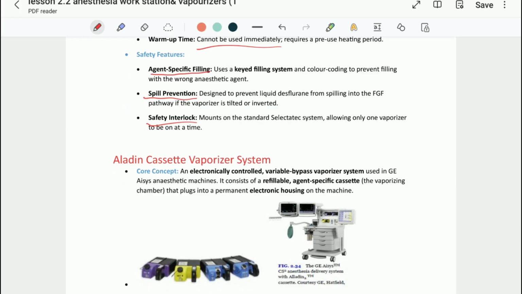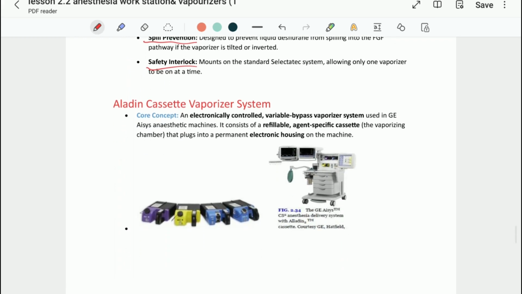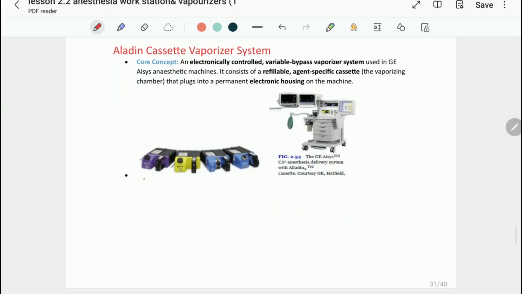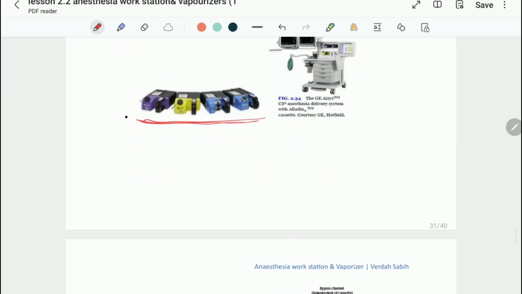Then there is another innovative vaporizer system called the Aladdin cassette vaporizer system. The core concept involved in this is that it is an electronically controlled variable bypass vaporizer system which is used in the GE ISIS anesthetic machine. It consists of a refillable agent-specific cassette, the vaporizing chamber, that plugs into a permanent electronic housing on the machine. These are the Aladdin cassettes for different agent-specific volatile agents.